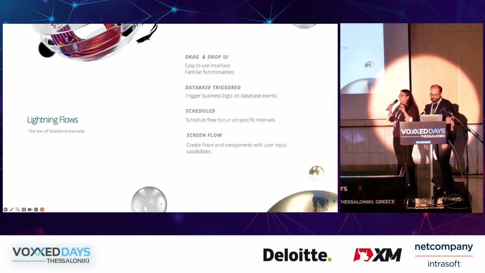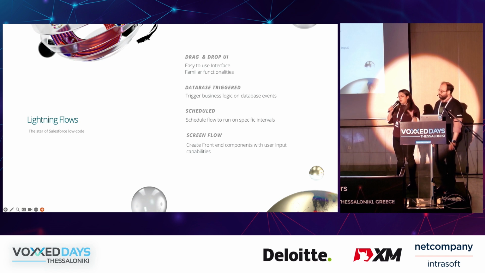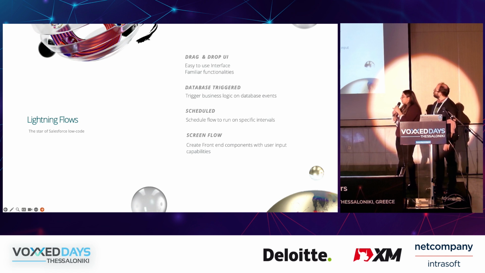So let's see a little bit more about Lightning Flows, the no-code and low-code solution. We have a very powerful and very, very easy to use interface. It has very familiar functionalities. If you are a developer, for example, you're going to see things like decision elements. It's your everyday if. You have loops, which are your fors. You have assignments, like regular variable assignments. So it's very easy to use if you are a coder, or very easy to onboard if you don't have experience in coding, but you want to develop business logic.